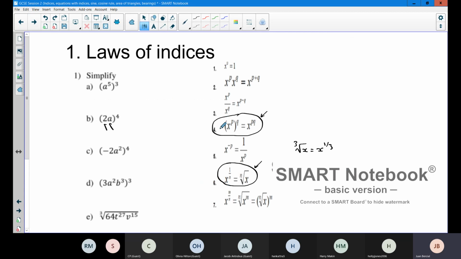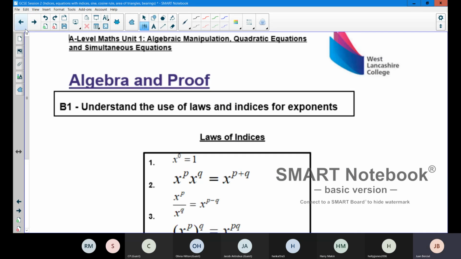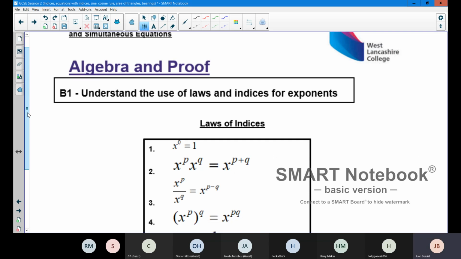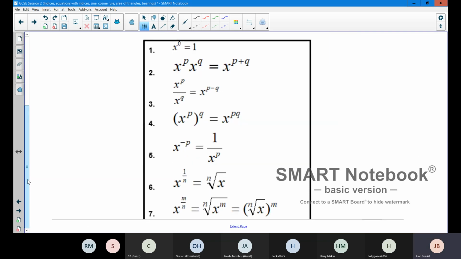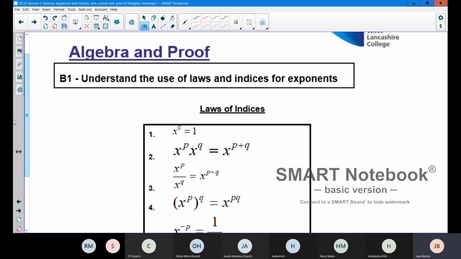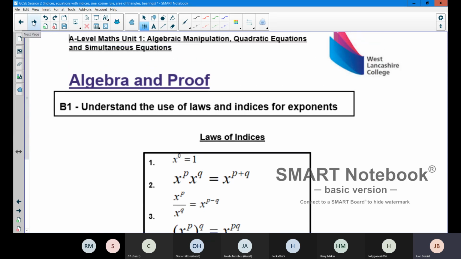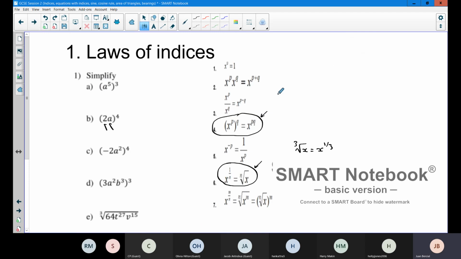So, as I said, we started with the laws of indices. Now, I decided to include this. This is the first page of the first booklet, so you can see that when you start your A level, you start with the laws of indices. So it's a very good thing that you get strong on this. So we're going to start with this starter.